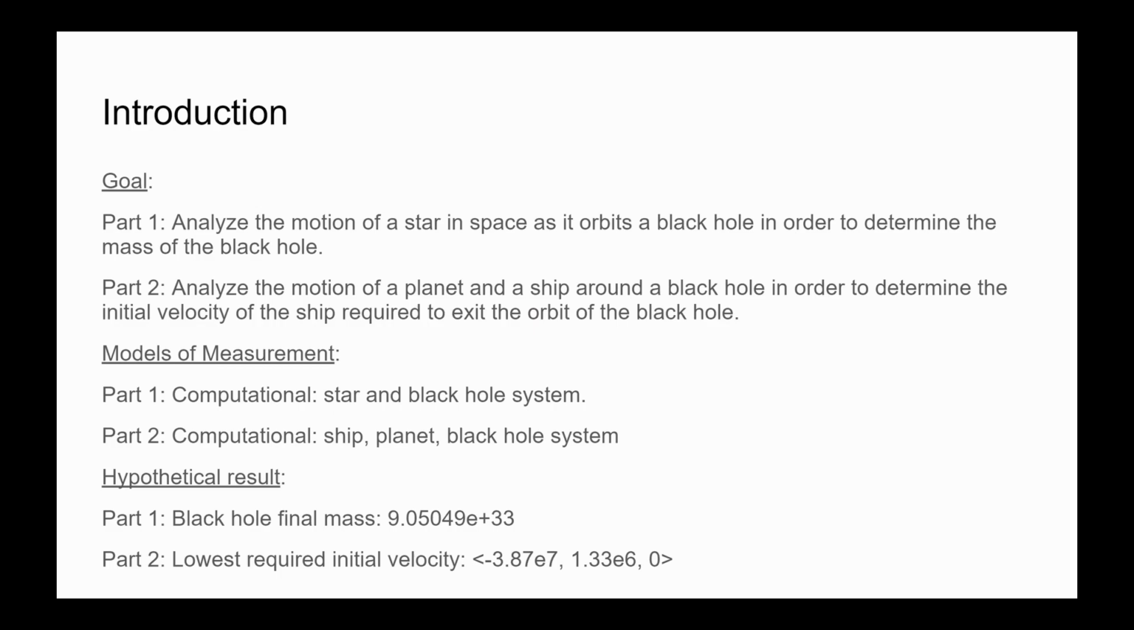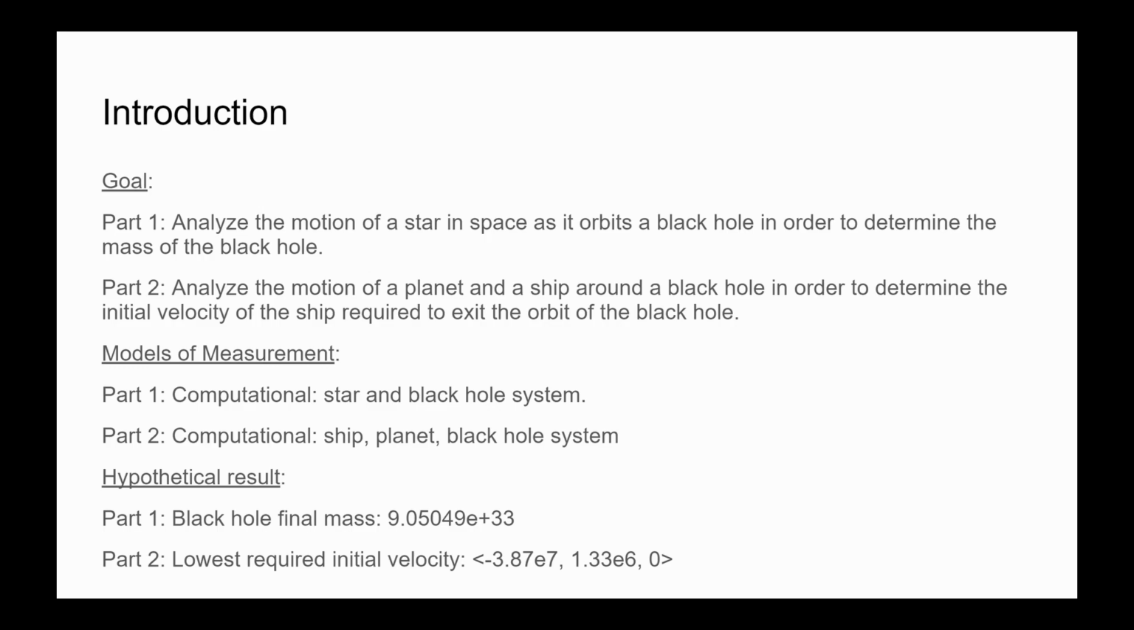The goal of this lab for part 1 is to analyze the motion of a star in space as it orbits a black hole in order to determine the mass of the black hole. For part 2, we have to analyze the motion of both the planet and a ship around a black hole in order to determine the initial velocity of the ship required to exit the orbit of the black hole. The models that we use for both part 1 and part 2 will be computational models. For one, we're using the star and black hole as a system, and for the second one, we're doing the ship, the planet, and the black hole.